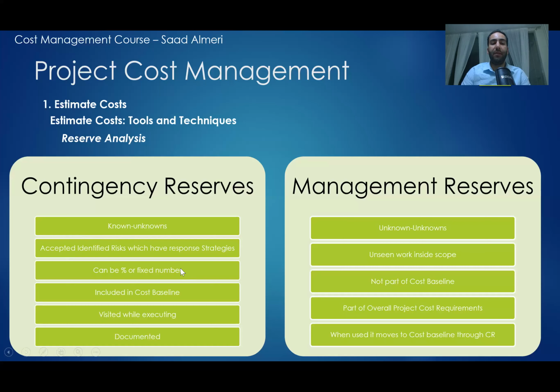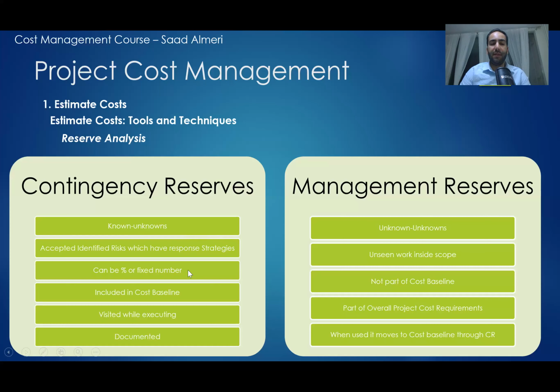This reserve can be a percentage or a fixed number. So I can say that because I am going to stop probably in January for 15 days out of 30, I need to put aside a little amount of money for the extra cost of manpower, or I am going to add more additives to the concrete to not allow it to freeze or something like that. So this is the contingency reserve.